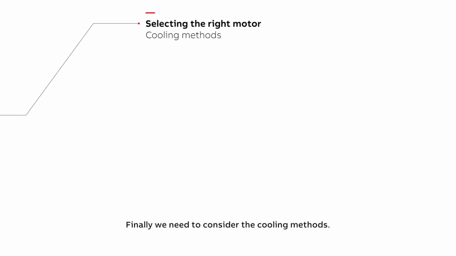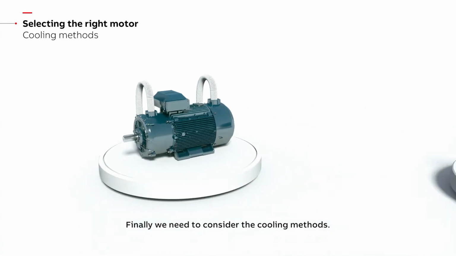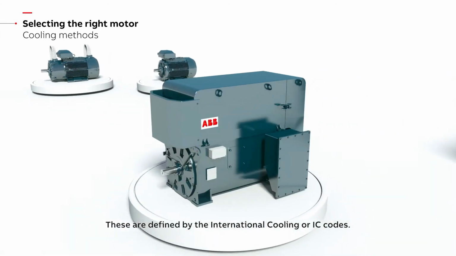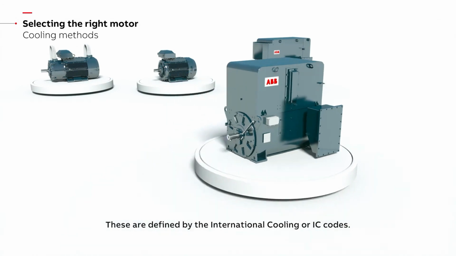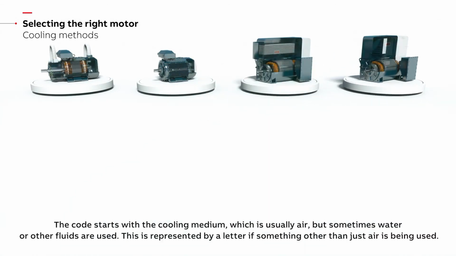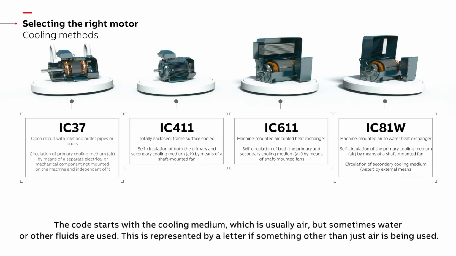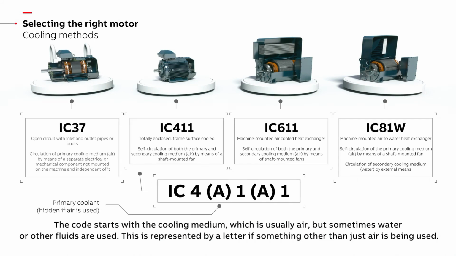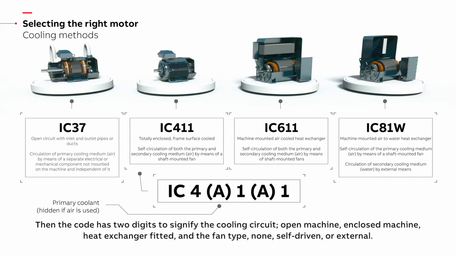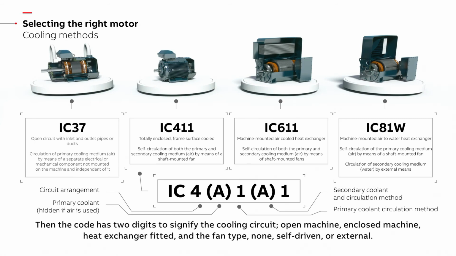Finally, we need to consider the cooling methods. These are defined by the International Cooling or IC codes. The code starts with a cooling medium, which is usually air, but sometimes water or other fluids are used. This is represented by a letter if something other than just air is being used. Then the code has 2 digits to signify the cooling circuit: open machine, enclosed machine, heat exchanger fitted, and the fan type: none, self-driven, or external.